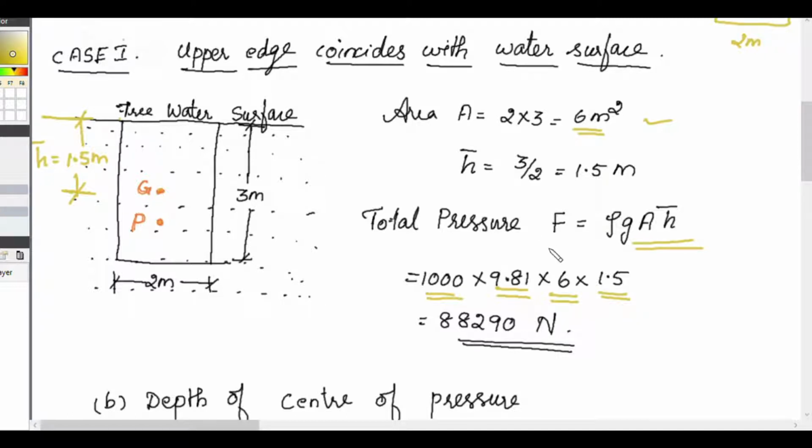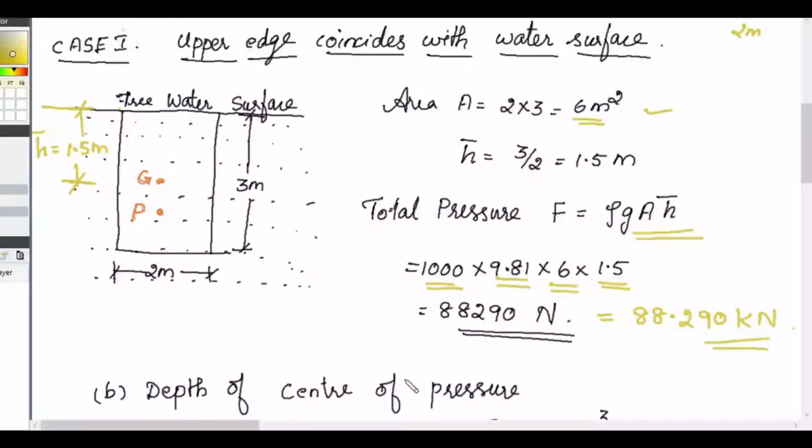That means our total pressure force F is equal to 88,290 Newton, that is equal to 88.290 kilonewton. Now we will go to the second part, that is we need to find what is h star. Now h star is the depth of center of pressure. Along the vertical plane, this is P and the value is equal to 88,290 Newton.